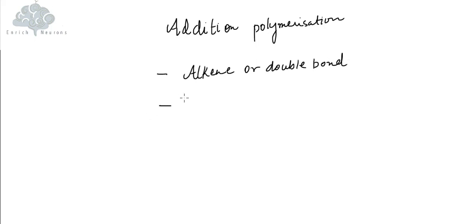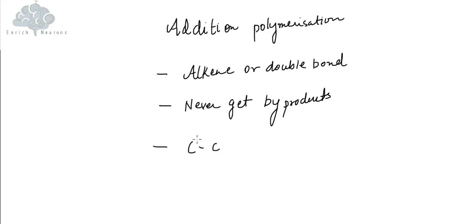Then the second thing is that in addition polymerization you never get any byproducts. A third thing is that whenever you're making a polymer by addition polymerization, it should just have two carbons present. Okay, so you will be seeing this in detail.